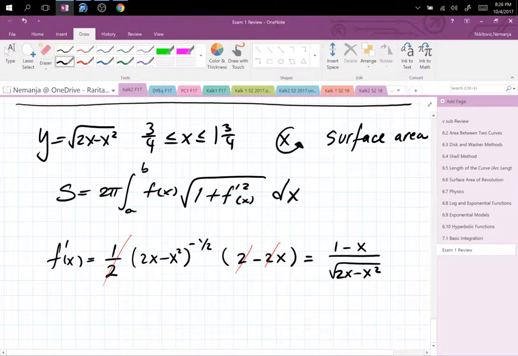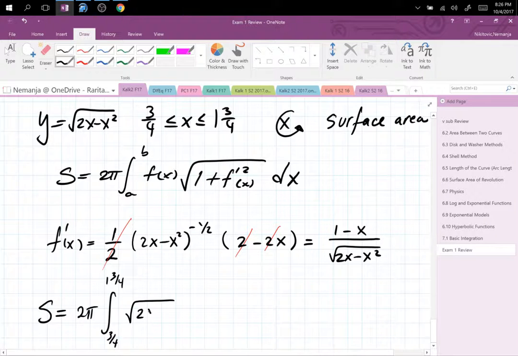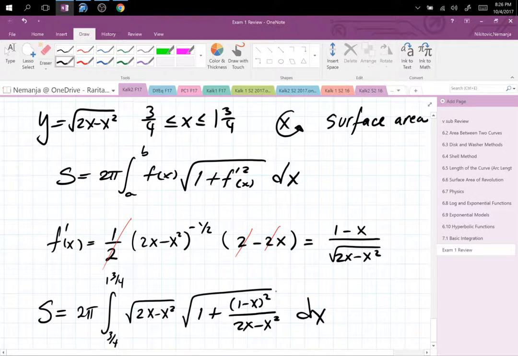Now we need to square this to plug in. So we have our surface area. S equals 2 pi integral from 3/4 to 1 3/4. Now we have to write the function in. So that's 2x minus x squared times the square root of 1 plus, and I need to square this, which is 1 minus x squared divided by 2x minus x squared. When you square that, the root dies, and you have dx at the end.